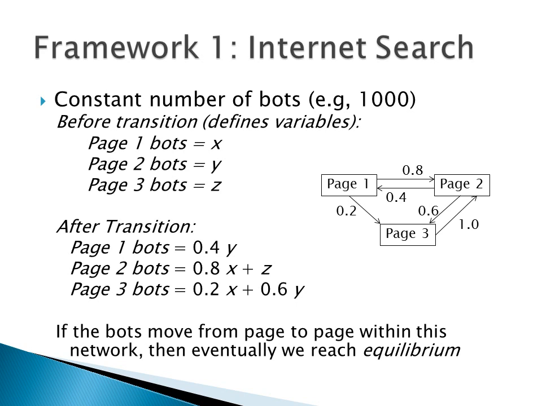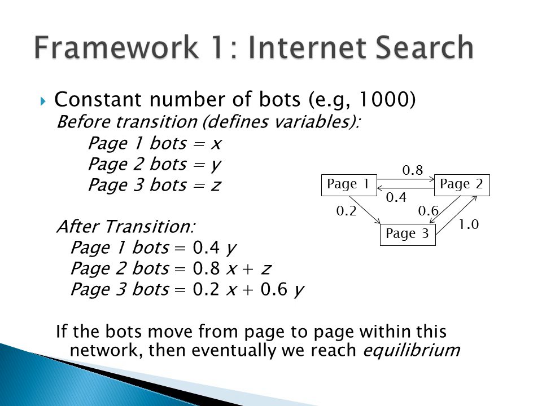After the transition, there'll be 0.4Y bots on page 1, the ones that came from here along this edge. 0.8X plus Z will be the ones in 2, so there'll be 0.8 coming from here, and all of them in 3 will be coming from this direction. And 0.2X plus 0.6Y, that's 0.6 here and 0.2 here, that reach page 3.